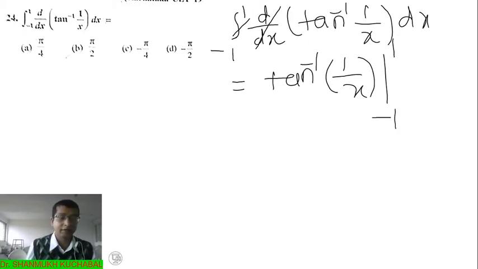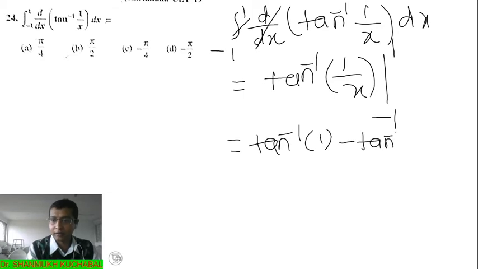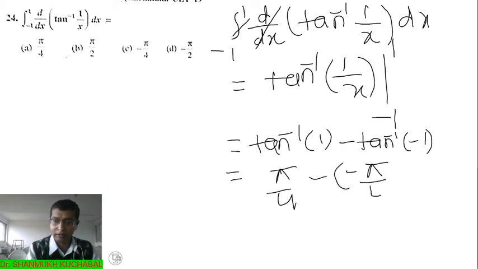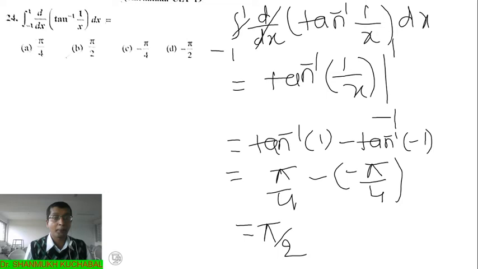Now we will take the value of x equal to the upper limit. We get tan inverse of 1 by 1, that is 1, minus the value at the lower limit, that is 1 by minus 1, which is minus 1. So we get tan inverse of 1, that is pi by 4, minus of minus pi by 4. Simplifying this, we get the answer as pi by 2. Therefore option B, pi by 2, is the right answer.